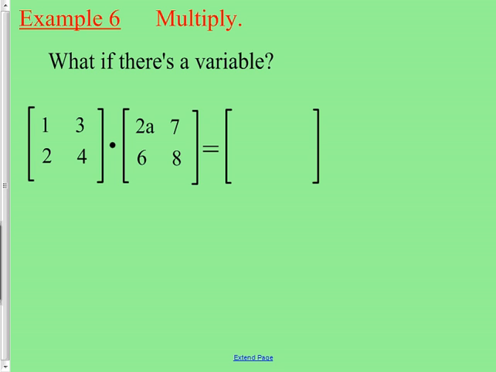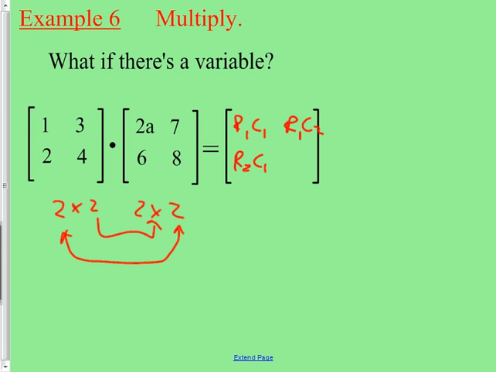Well, you still do the whole 2 by 2 thing. And then this spot is still row 1, column 1. Outside tells me it's a 2 by 2 matrix answer. Inside tells me it works. And this is row 1, column 2. And this is row 2, column 1. And this is row 2, column 2.